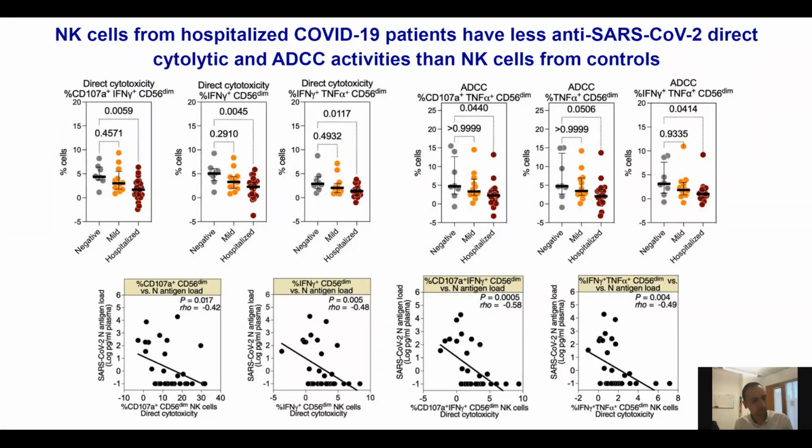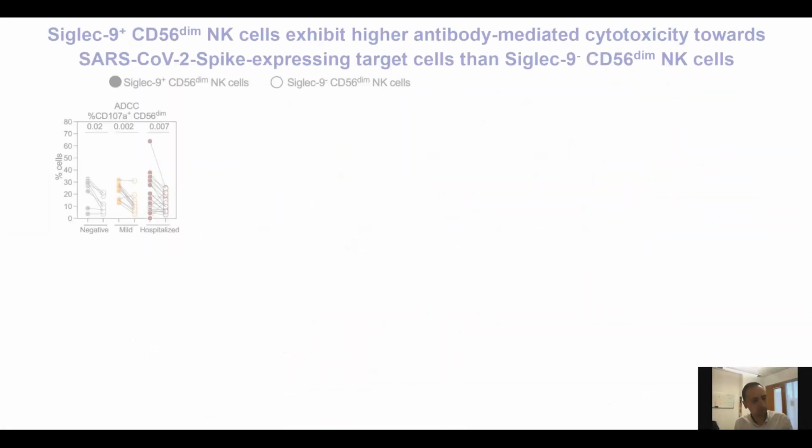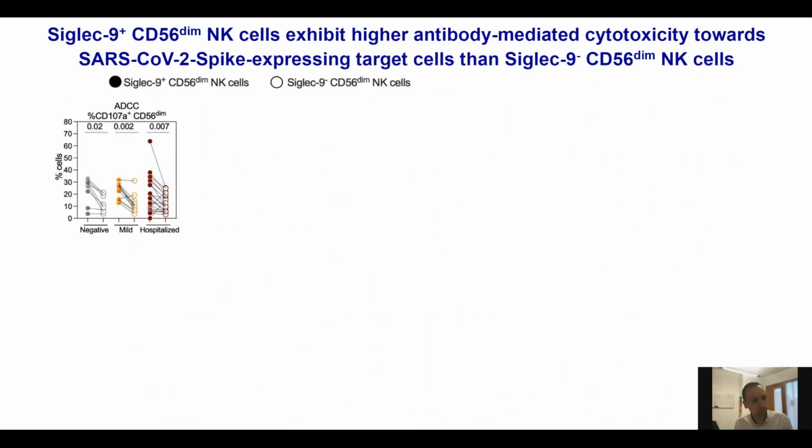We asked ourselves the question, does sialic acid-Siglec interaction contribute to this lower functionality? And as we found during HIV infection, we indeed also found that the Siglecs positive NK cells, here in solid dots, are capable of eliciting higher ADCC compared to the Siglecs negative NK cells. So they are also highly cytotoxic against SARS-CoV-2 cells. You can see that when we use cells from negative, mild, or hospitalized individuals, the Siglecs positive NK cells are capable of eliciting higher ADCC compared to the Siglecs negative NK cells when we measure CD107 degranulation.